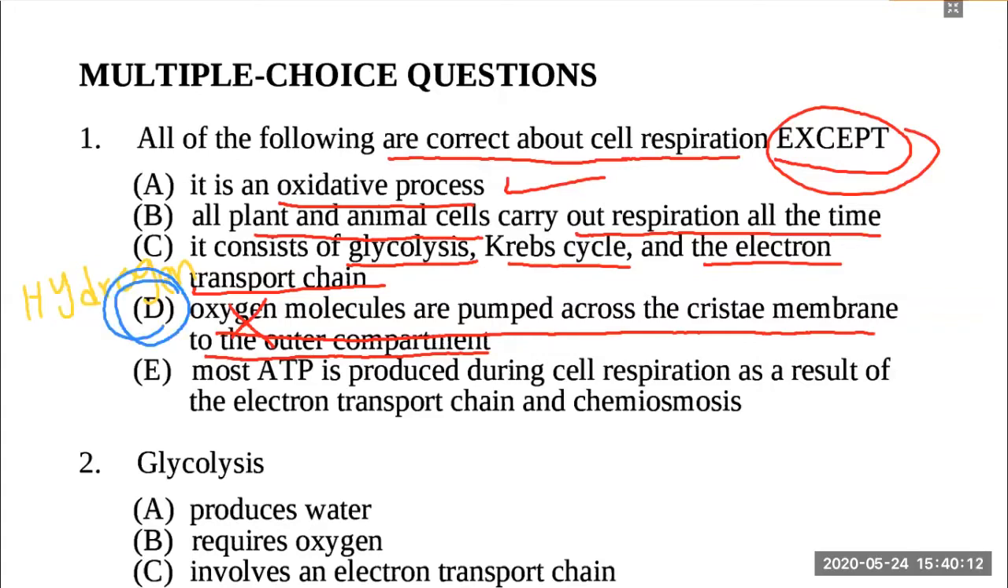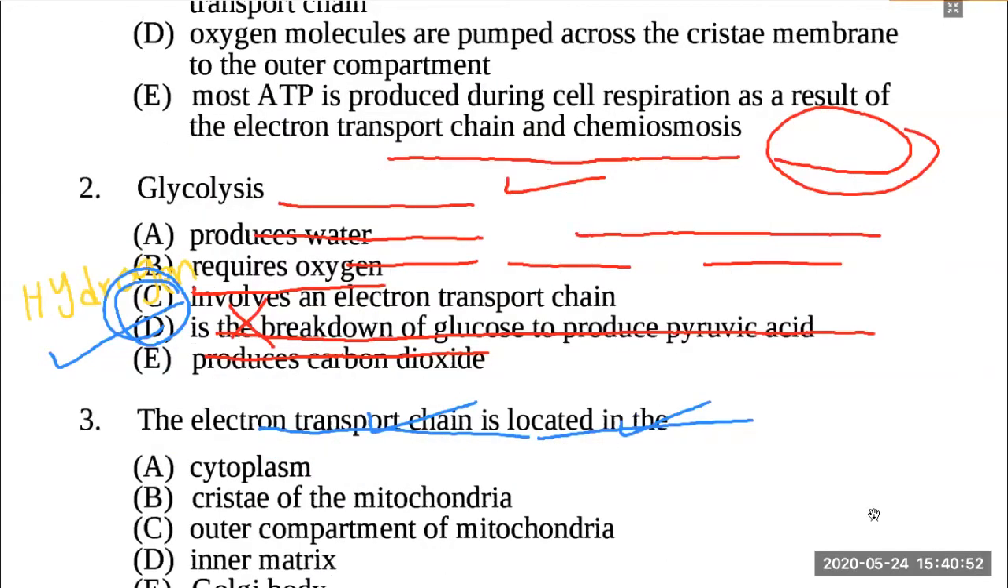But we have to read the last choice. It says most ATP is produced during cell respiration as a result of electron transport chain and chemiosmosis. Yes, as we said, we have glycolysis, Krebs cycle, and electron transport chain in the process of cellular respiration, and most of the ATP will be produced during electron transport chain and chemiosmosis, and this is also true. So the answer for the question, as I mentioned, is D. Now let us move to the second question.